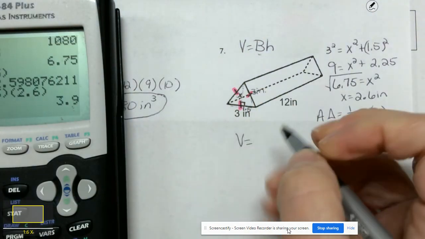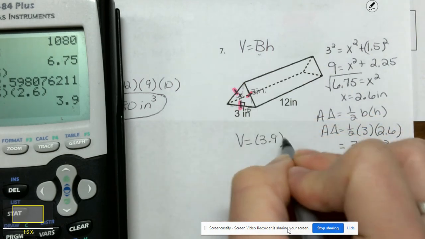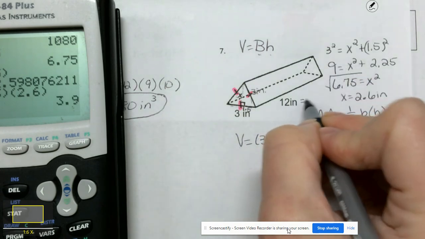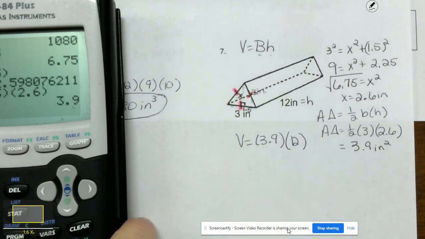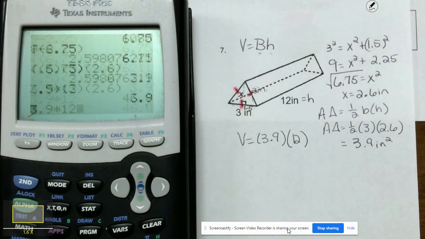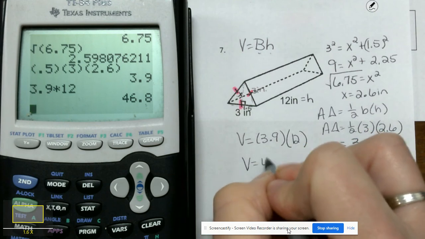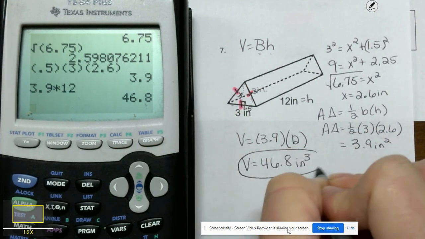So if I key this in, V equals, the base area is 3.9 times the height, which is given right here. That's my 12. So then I'm going to key this in: 3.9 times 12. That gives me a volume of 46.8 inches cubed.